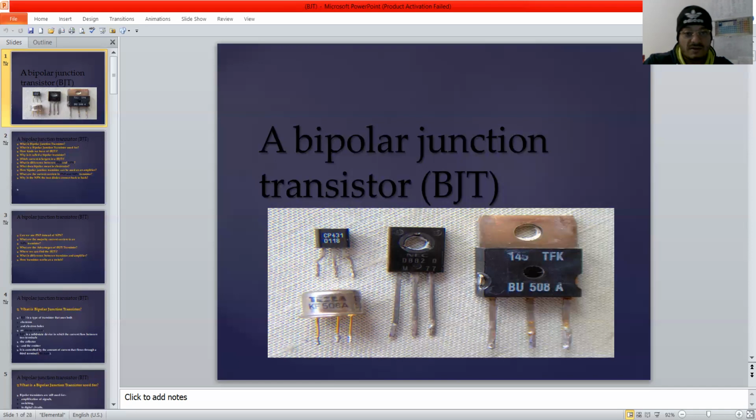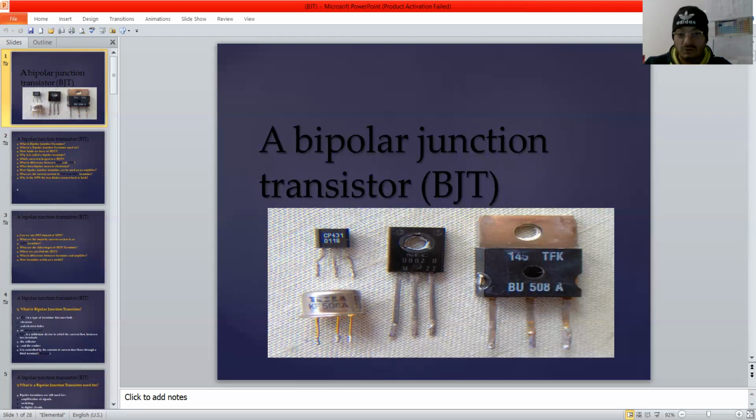Let's go to the first slide. Why is it called a bipolar transistor? Let's think about that. Let's imagine some idea about why. Because its operation involves two kinds of charge carriers, holes and electrons.